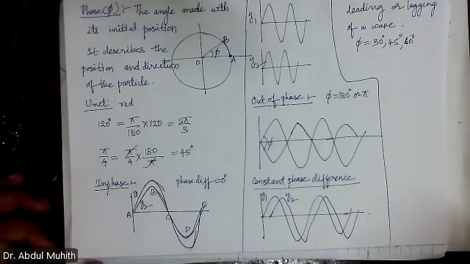There's a delay, maybe a fraction of a second or maybe 1 second. That is said to be leading or lagging of a wave, or that is said to be constant phase difference. There is some constant phase difference.